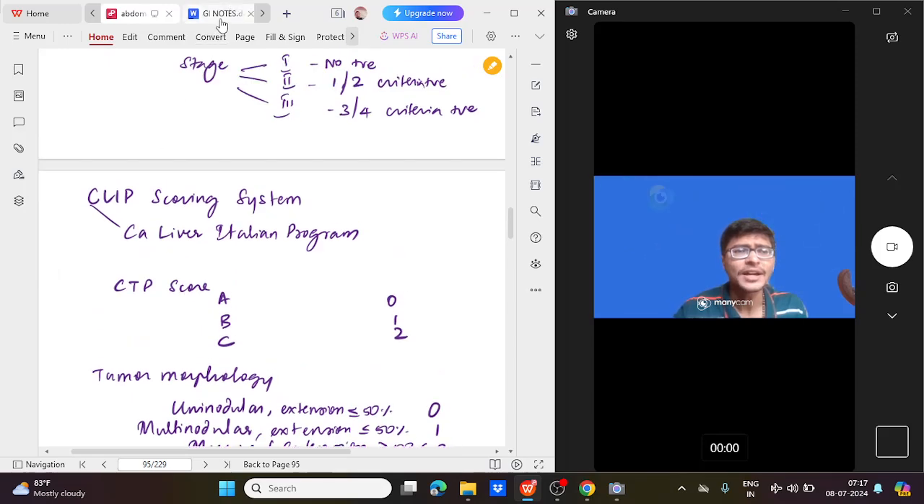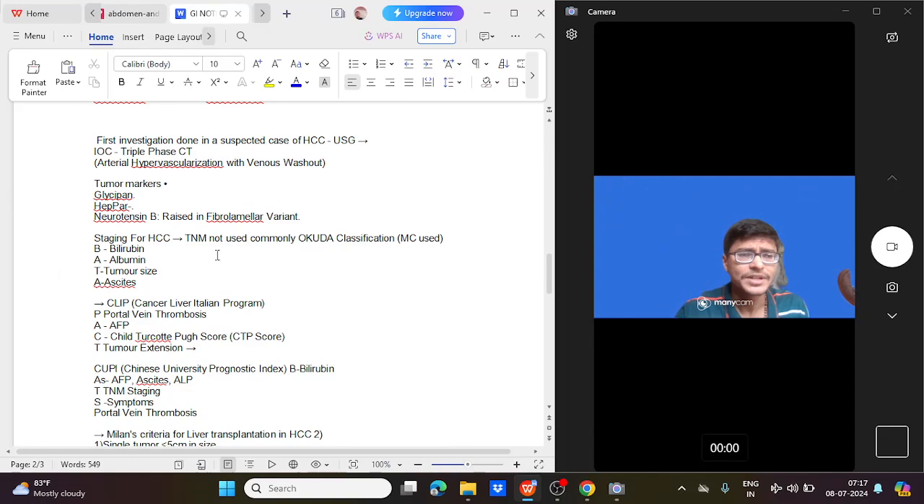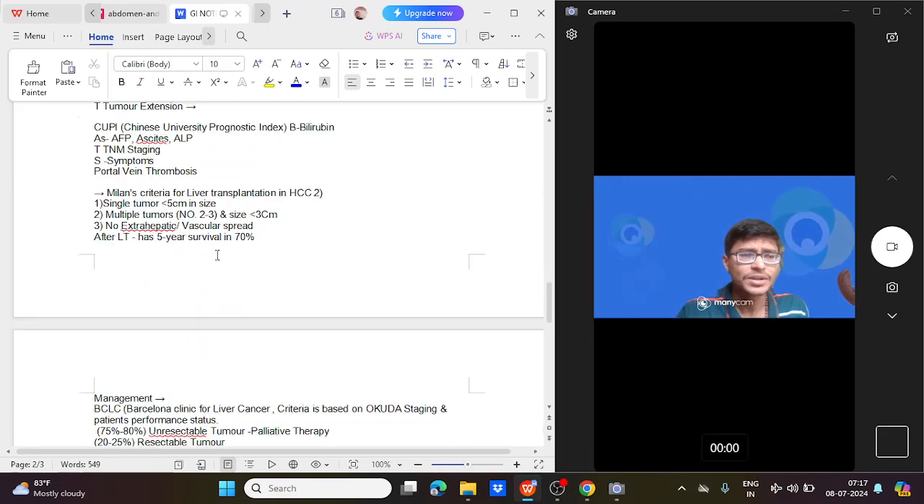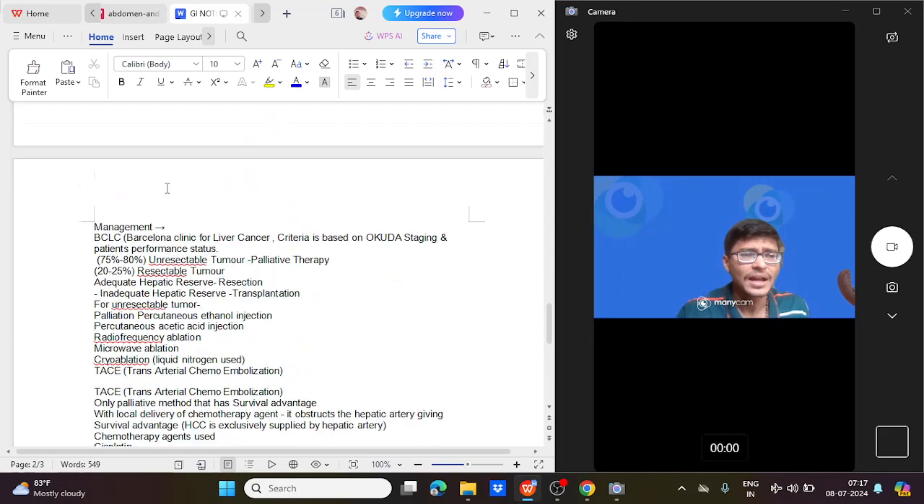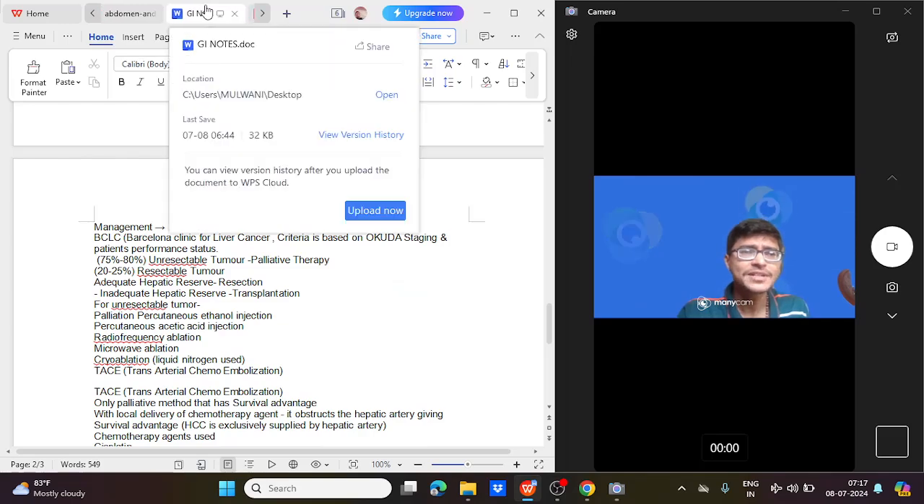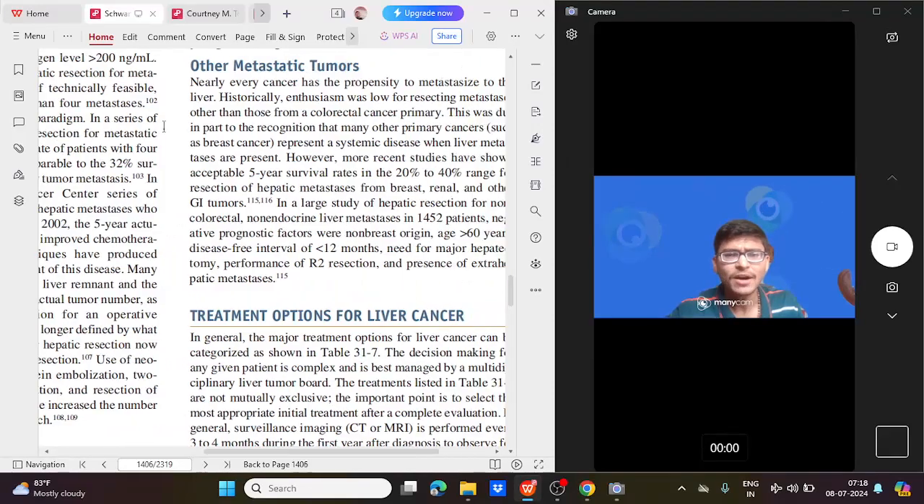So before going ahead, we would discuss the management. It would be better if we first discuss what modalities we have for management, and then go ahead with the management modalities we have for HCC.